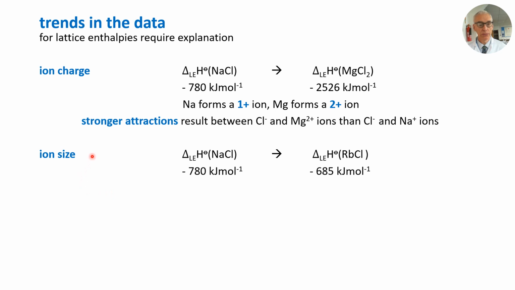Now we also should consider ion size. If we look at sodium and rubidium, and we keep the anion the same as the chloride ion, we'll see that the sodium chloride lattice enthalpy is minus 780. It's less negative, that is, the ionic bonding is not as strong in rubidium chloride. Pause and come up with an explanation.